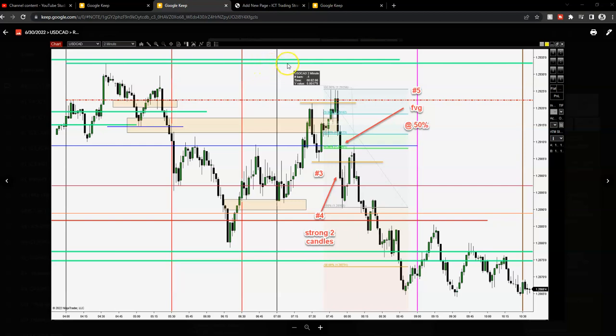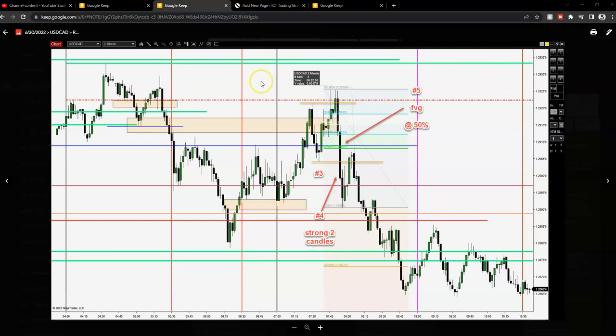So by now you've already learned how to plot your time sessions, how to plot liquidity pools where there could be liquidity resting, and when the market takes out levels. And so you'll want to be trading in the opposite direction. So if we take out buy stops in a liquidity area, then you'll want to be selling.